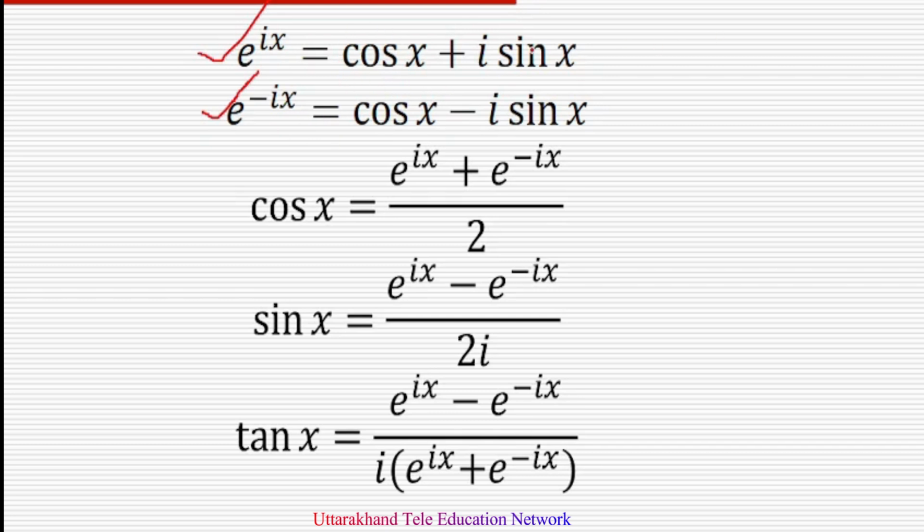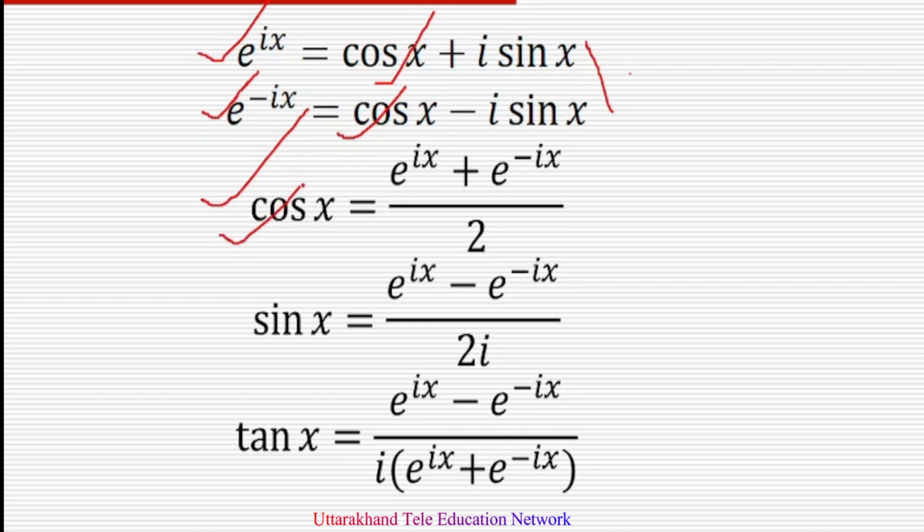2 cos x is equal to e raised to power ix plus e raised to power minus ix, and if we divide both sides by 2, we get the value of cos x equal to e raised to power ix plus e raised to power minus ix over 2. Similarly, if we subtract the second equation from the first one, then we get sin x is equal to e raised to power ix minus e raised to power minus ix over 2i.